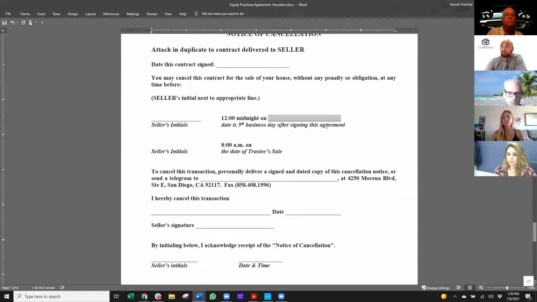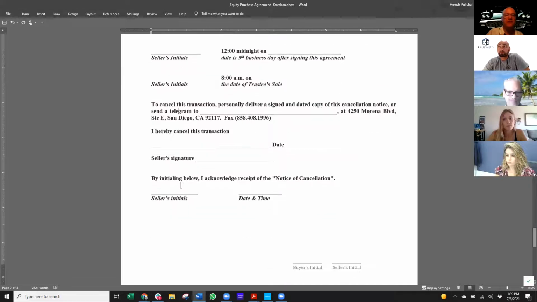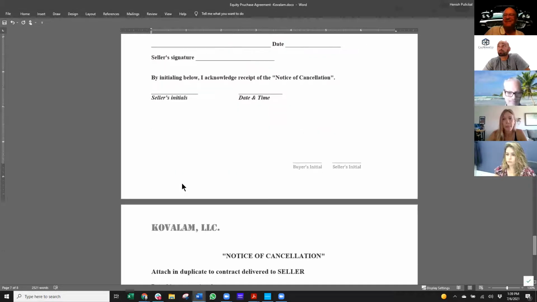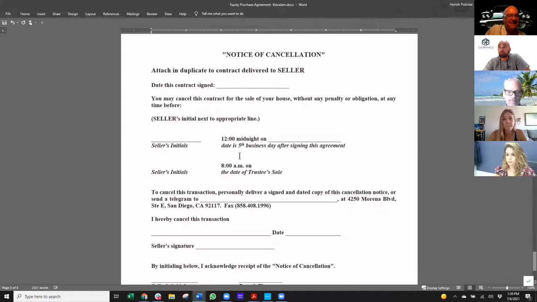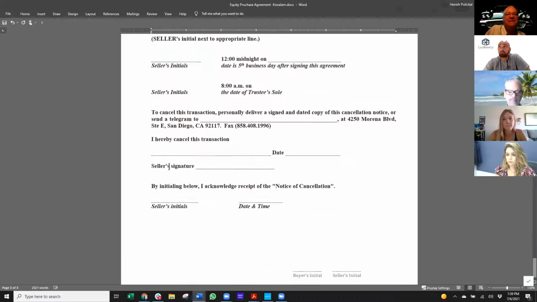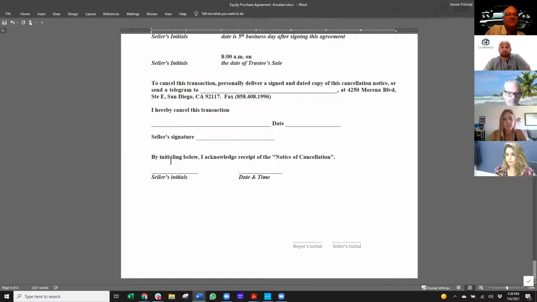12 midnight on the 5th business day after signing, or as of 8 a.m. on the date of the trustee sale. And apparently we're accepting telegrams as well. Okay. And it has to be in duplicate, so the same thing is in copy on here. And that's it. That's the whole contract. There's nothing more to it, but this is all that needs to get signed.